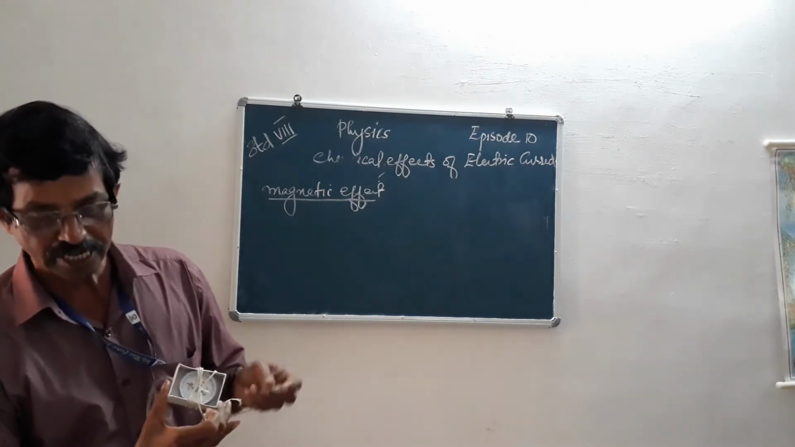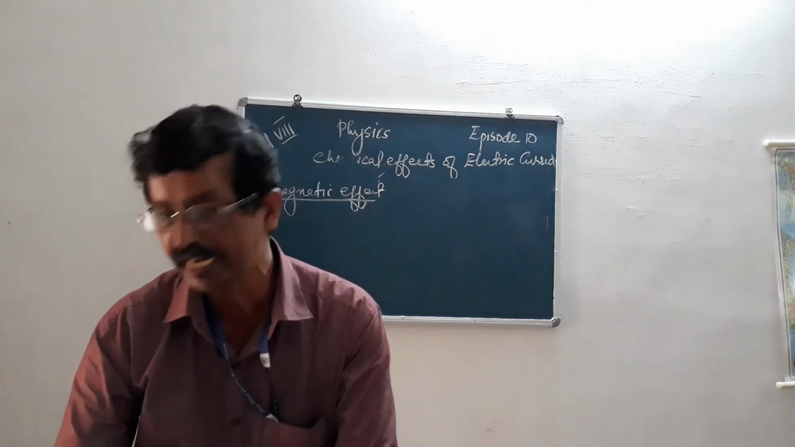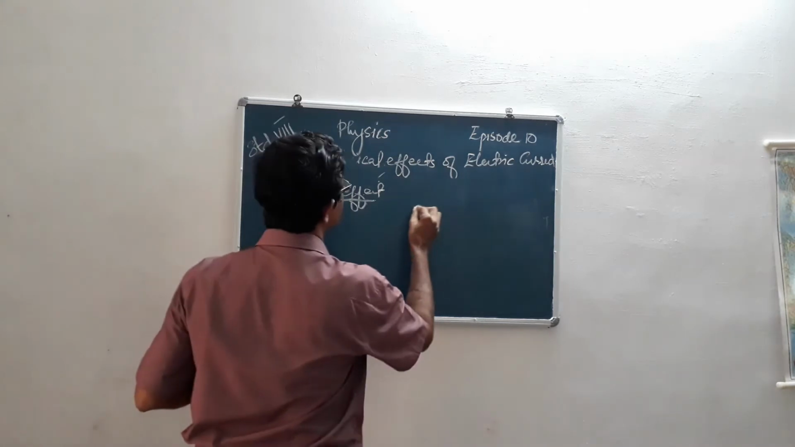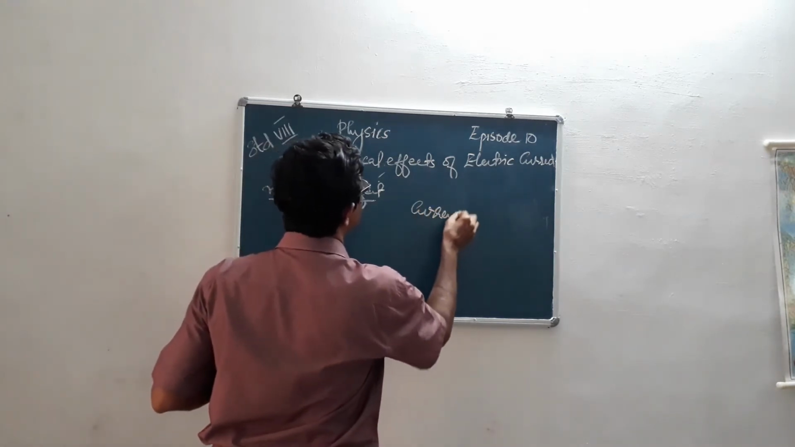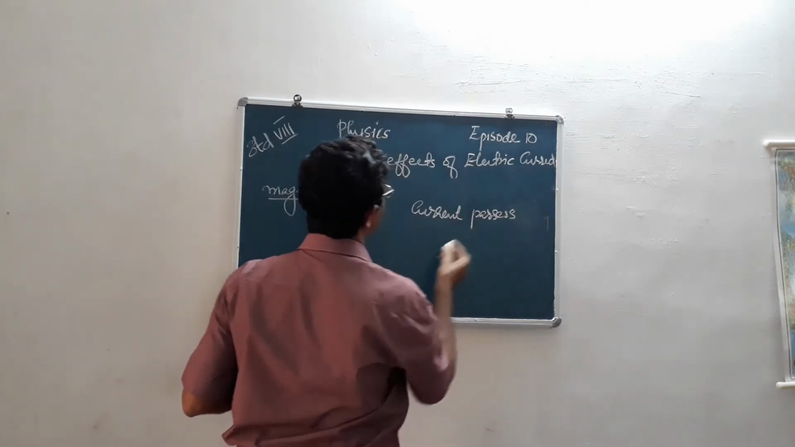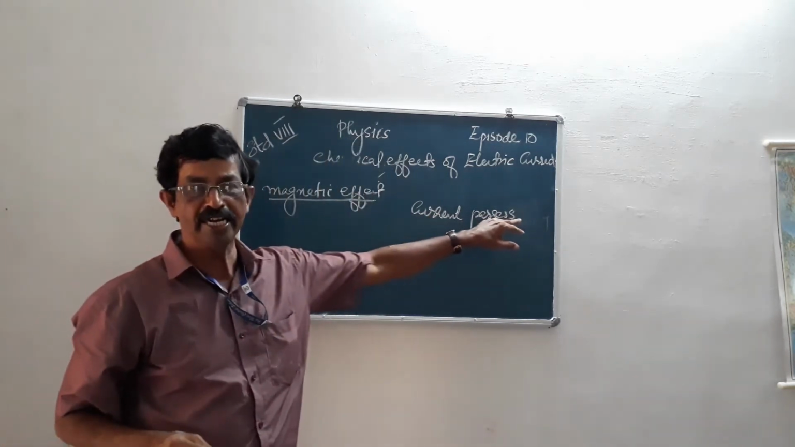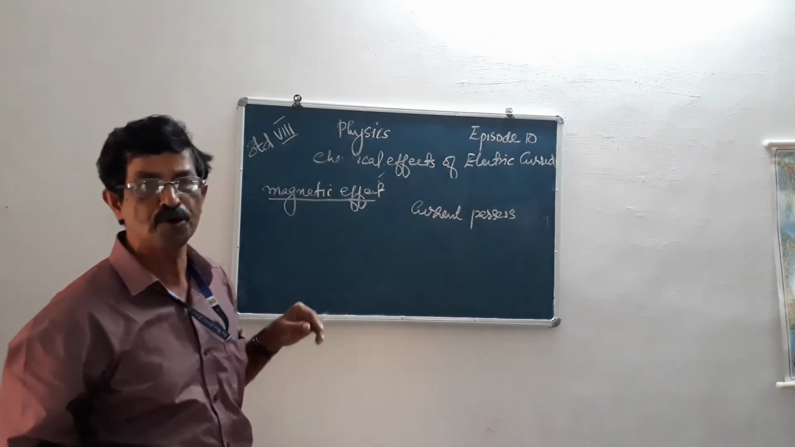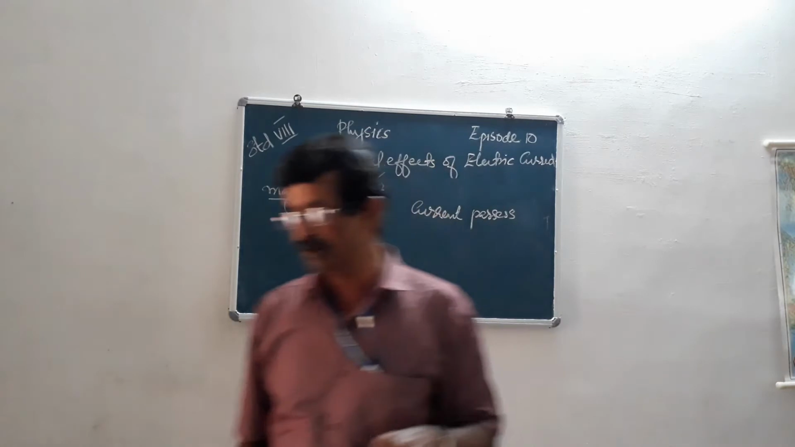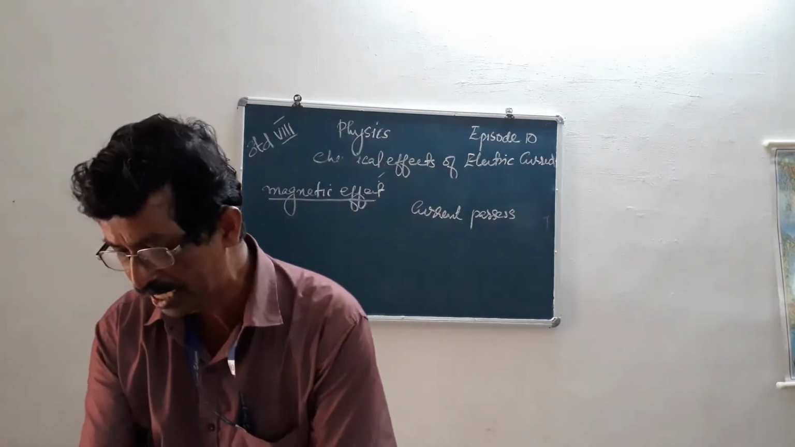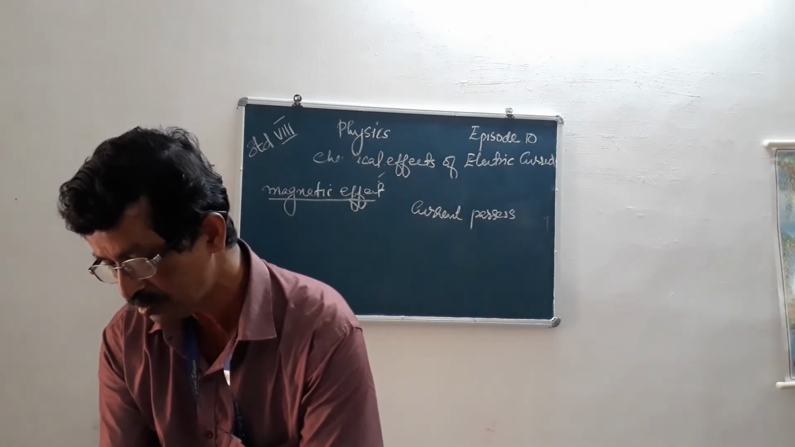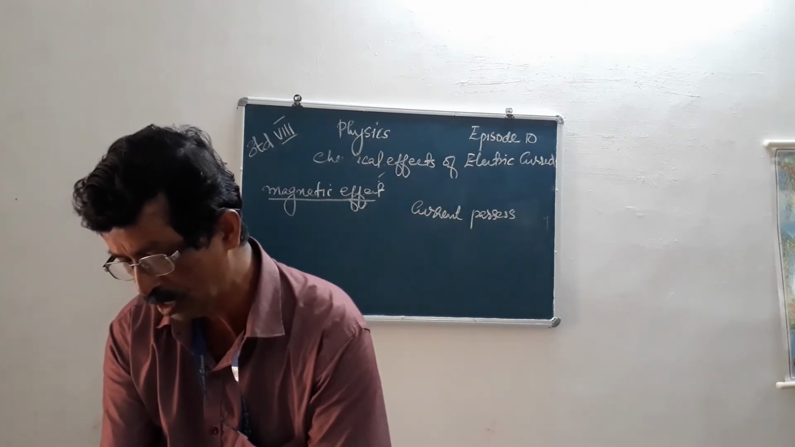We know that when current passes through any conductor, a magnetic field is produced. So here we use the magnetic effect of electric current. How is it made? You can also make this one.